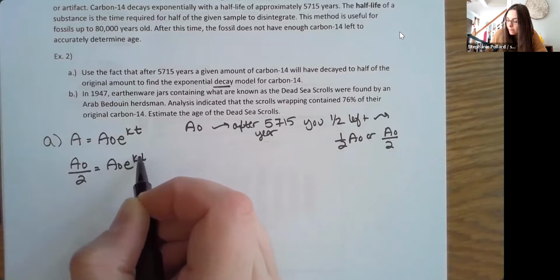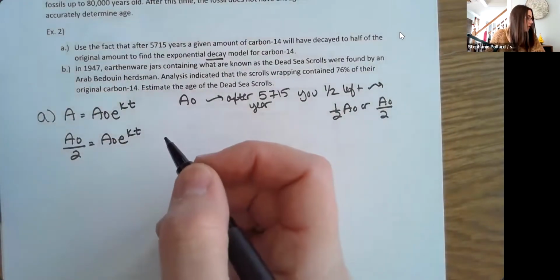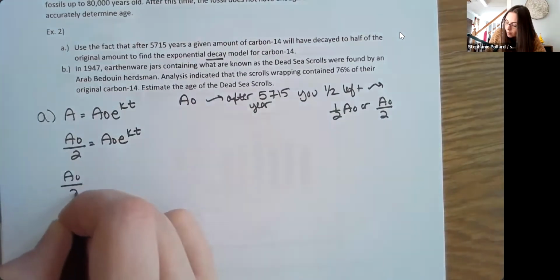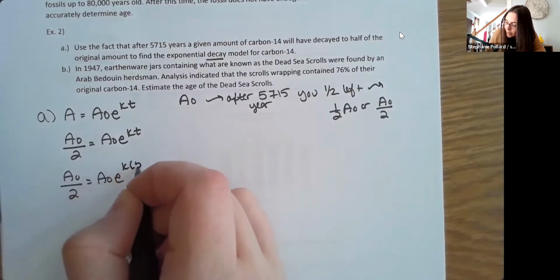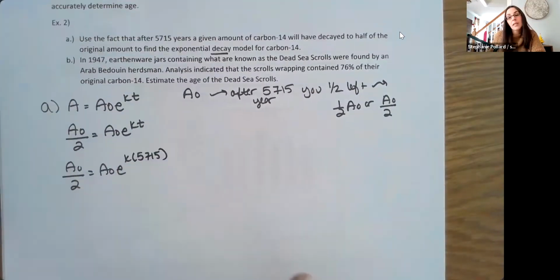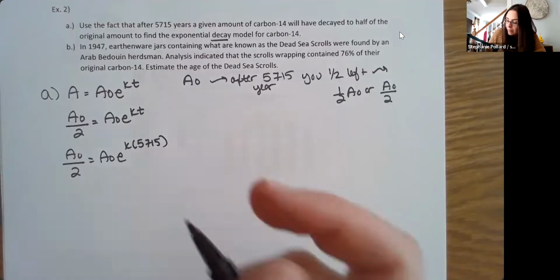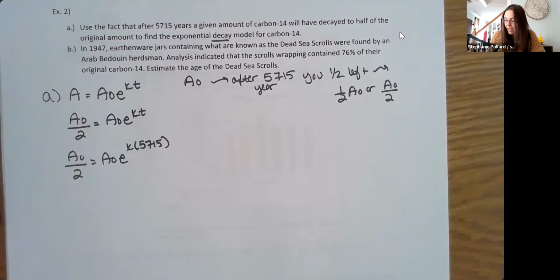And actually, this time we're going to fill in the t as well, because we do know the t in this case is 5,715. So this is for carbon-14. Again, different elements have different half-lives. So this is the carbon-14 half-life. All right, so now I do want to solve to get that k.